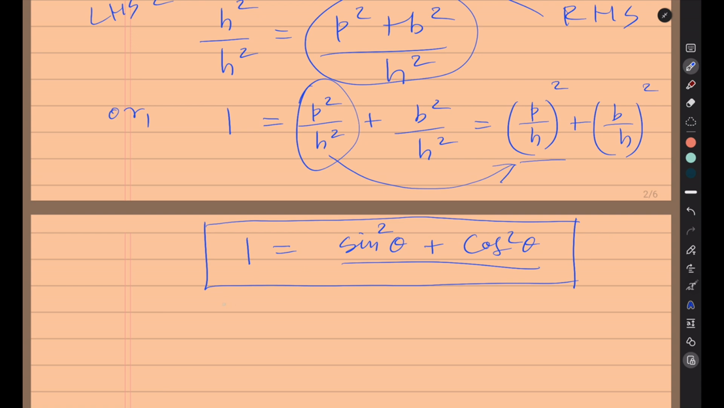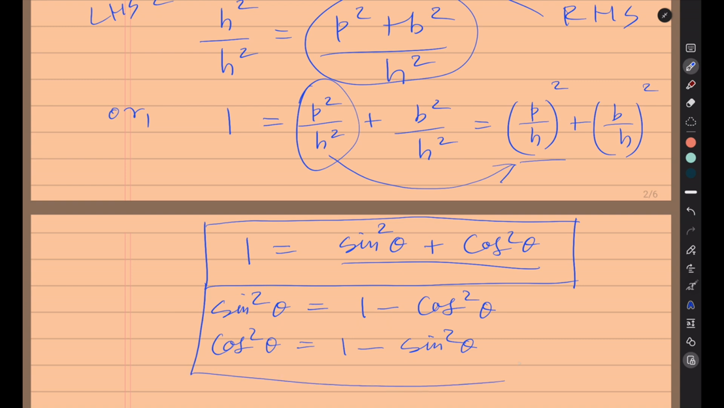And then there are a few other things also we can say. For example, sine squared theta will be basically equal to 1 minus cos squared theta. And then similarly, cos squared theta will be 1 minus sine squared theta. So all those things are true basically. It is just a kind of reshuffling between LHS and RHS, left hand side and right hand side.